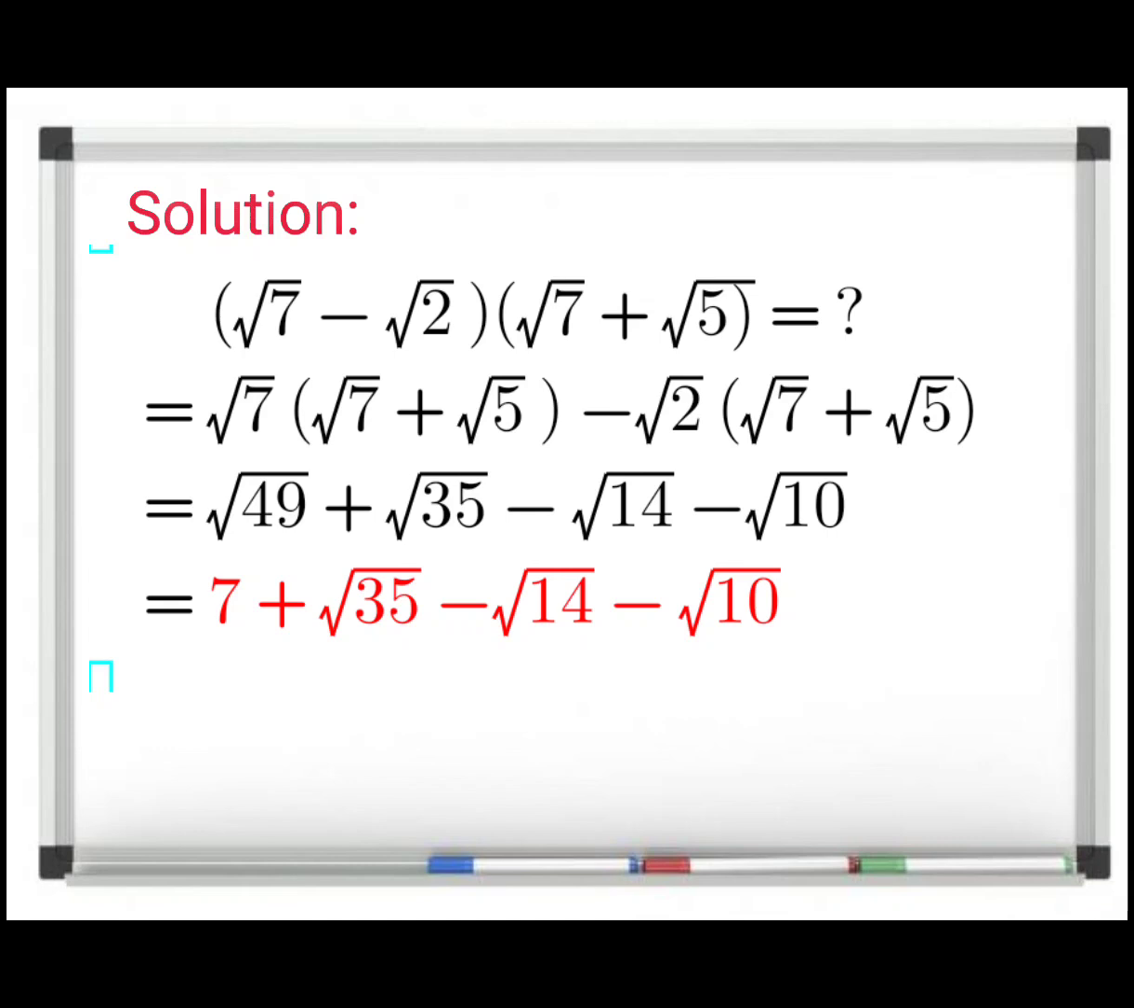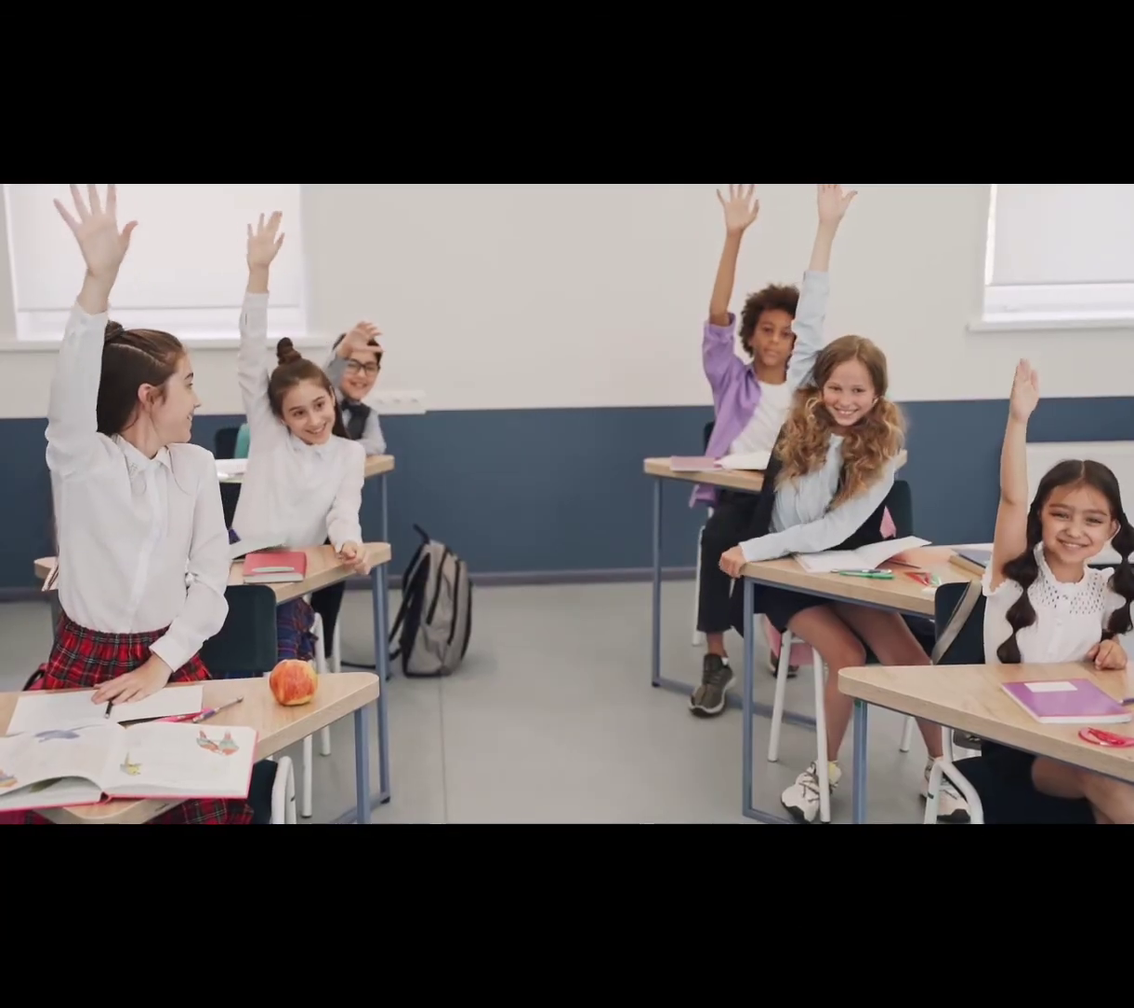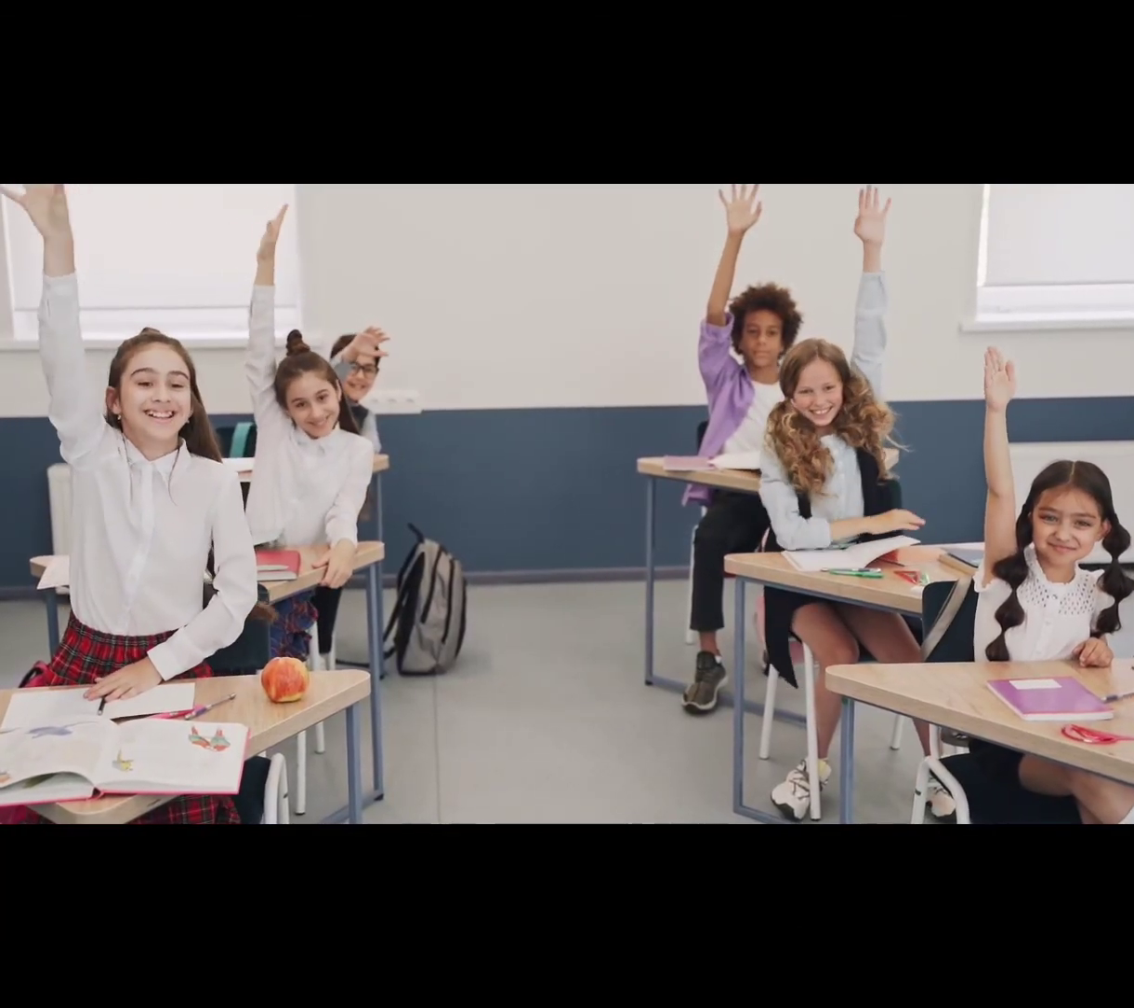Getting the square root of 49, and that is 7. So the final answer is 7 plus the square root of 35 minus the square root of 14 minus the square root of 10. Understand? Yes, sir.